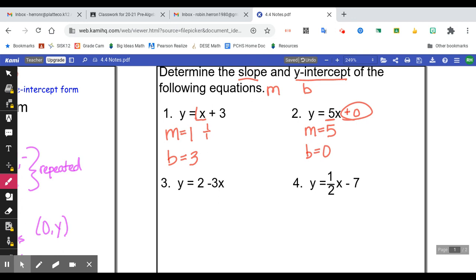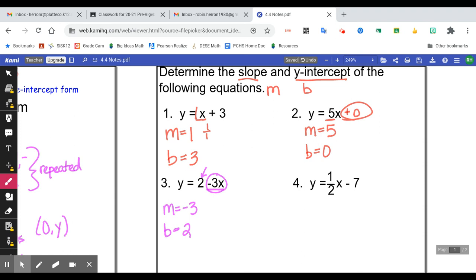Now, in number 3, they've tried to trick you by putting them backwards. So again, you have to pay attention. Your slope is the number that's with X. That would be over here. It's also negative because it's always taking the sign that's in front of it. So this would be -3 for my slope. And my B actually comes first this time, which is a +2.